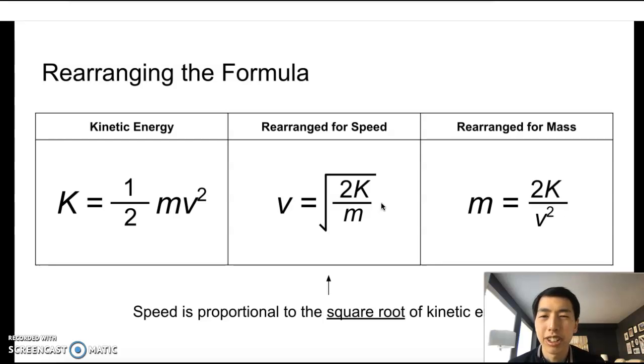In the next video, I'll just show a few problems. And then again, there's the optional video as well to show why the units of kinetic energy are the same as the units for work.